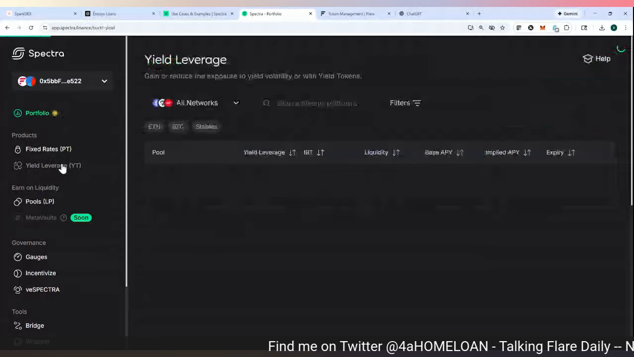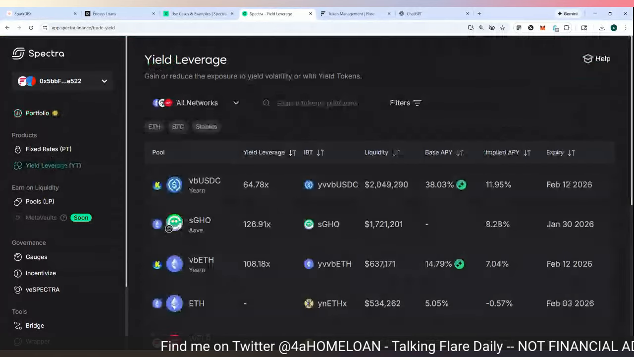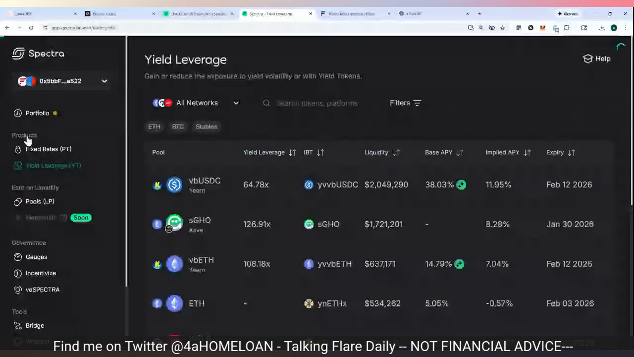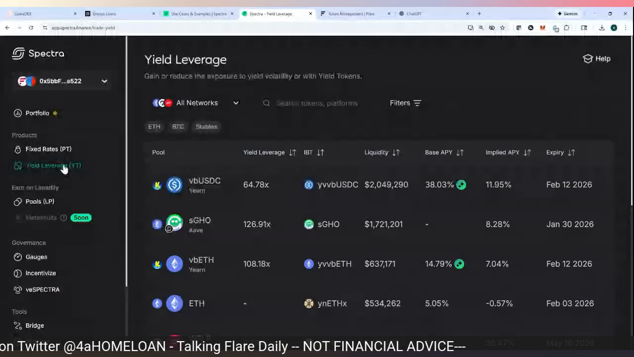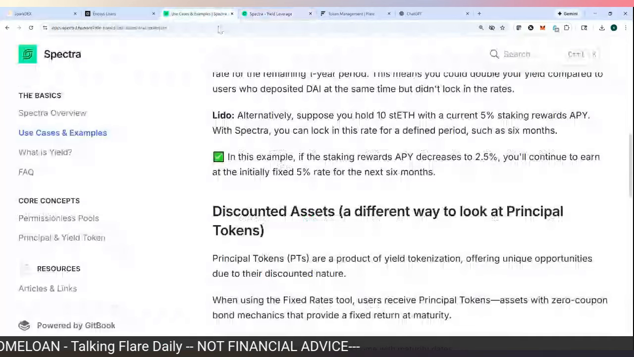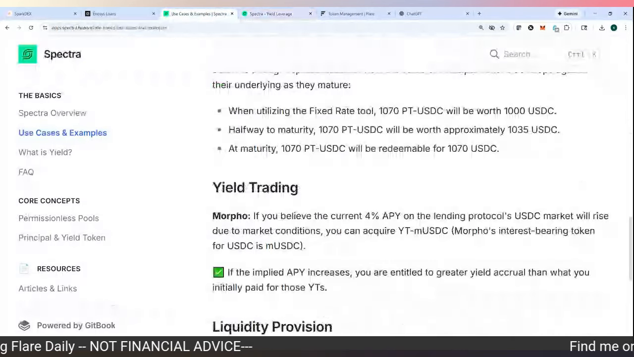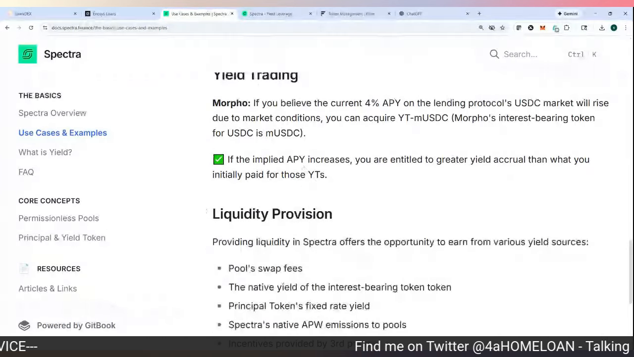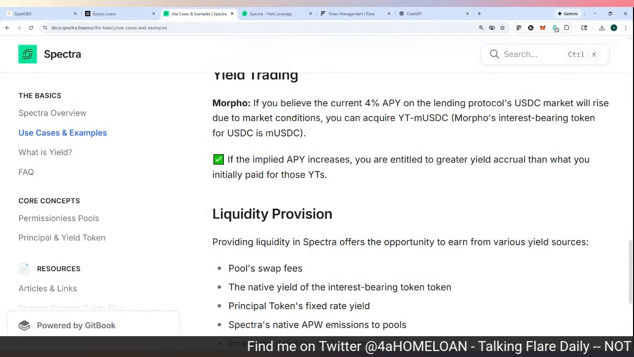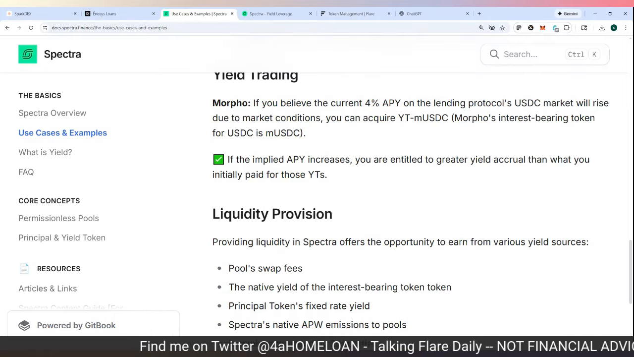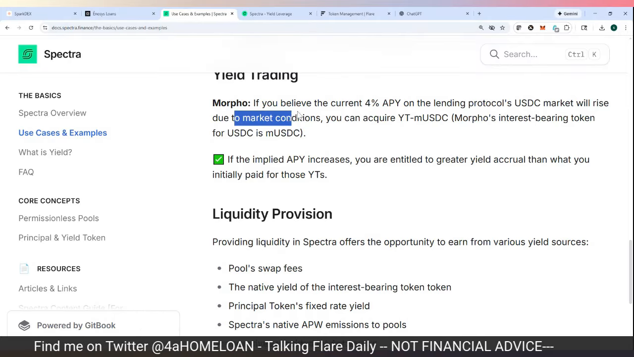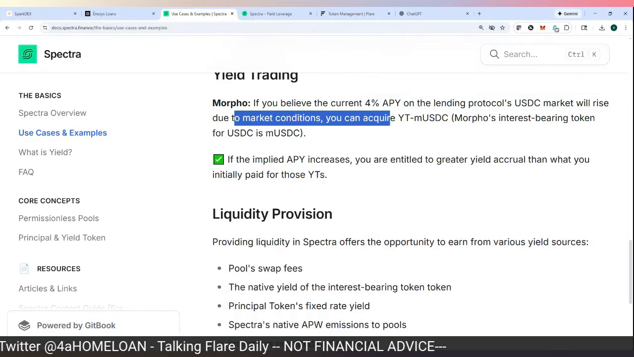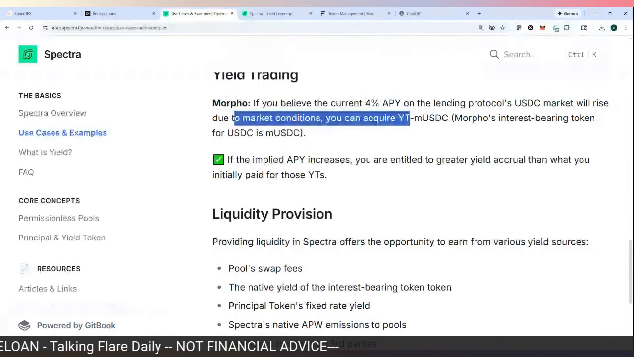So let's go look at yield, YT. Let's go look at yield leverage. So you go click over here at the products, click on yield leverage. And again, what is yield leverage? What is yield trading? Okay. Yield trading allows you, if you believe the current APY on the lending protocol, this is the lending protocol, will rise due to market conditions, you can acquire the YT token, right?